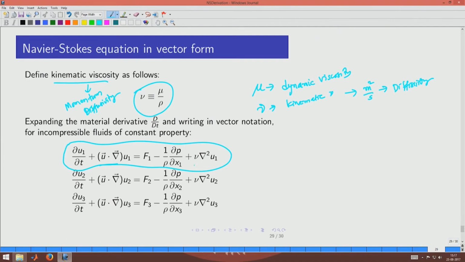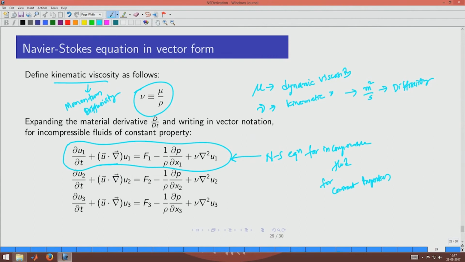You can then plug that in, and this is also one of the popular ways by which the Navier-Stokes equations appear for an incompressible fluid. You also notice that the del square operator implies that there is no location dependency of the viscosity, which also means that we can say this is for constant viscosity, constant properties. So, this is how the derivation of the Navier-Stokes equation has come about.